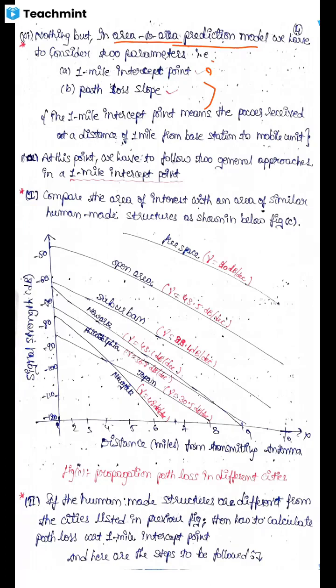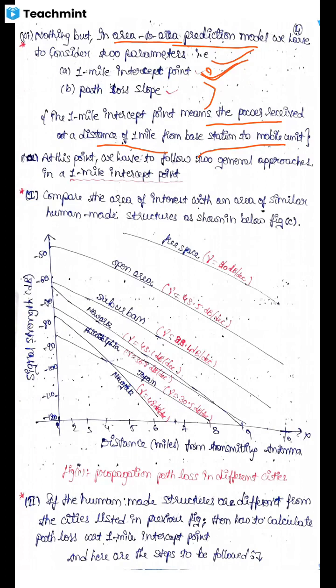So I am taking area in an area to area prediction model. I am considering two parameters. That is, one is 1 mile intercept point and the second is path loss phenomena or path loss slope. Here, what is meant by 1 mile intercept? Here 1 mile intercept means the power received at a distance of 1 mile from base station to the mobile unit. This is 1 mile intercept.